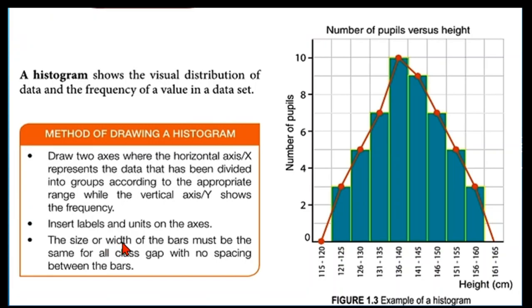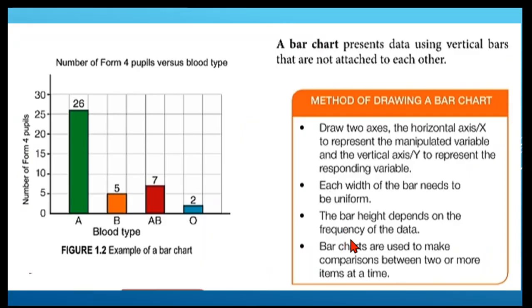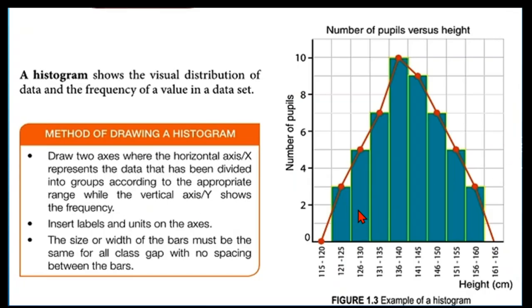The width of the bars must be the same for all classes, with no gap or spacing between the bars. Here the width of these bars must be uniform, like the bar chart earlier. But the difference here is that we do not have a gap. Compared to the bar chart, which has a gap between two bars, here there is no gap. No spacing.